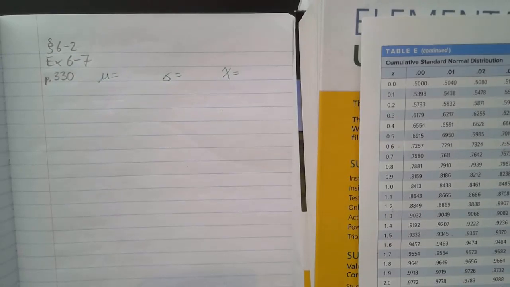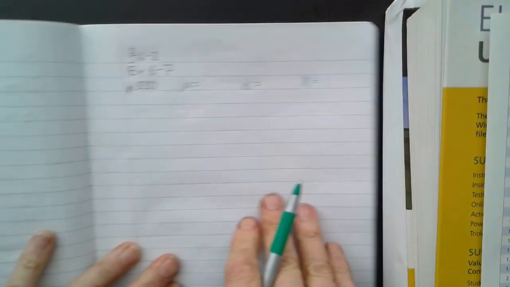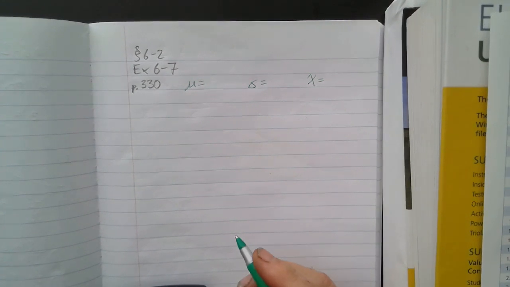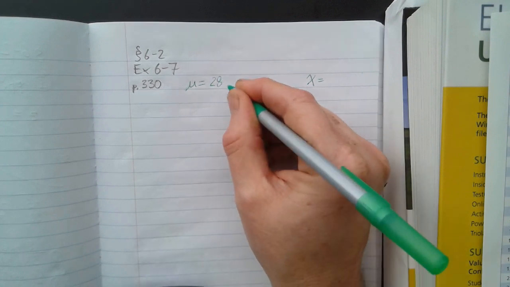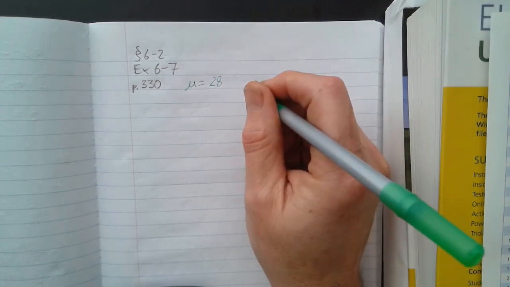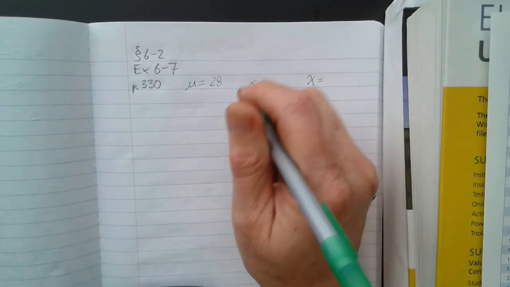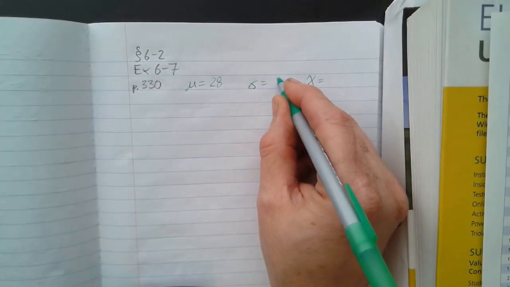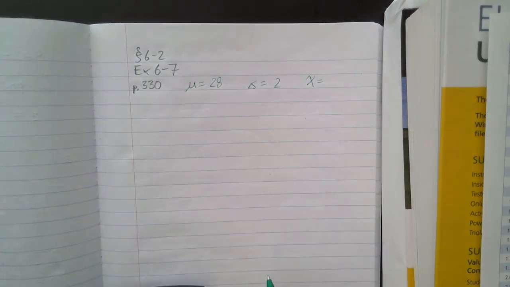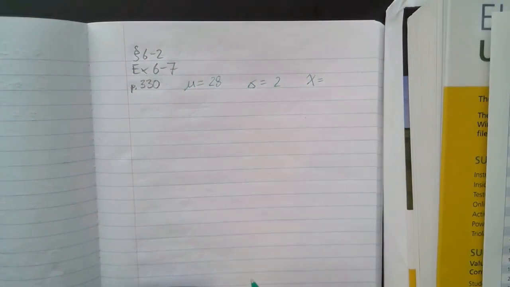Okay, let's set that aside. The first thing to do is identify the important information in the problem. I've left a little space for it. The average is 28 pounds per month, so I'll just say 28. We could say pounds per month. The standard deviation, they said to assume we know it, and it's 2. And then x is the last thing that we need to find.